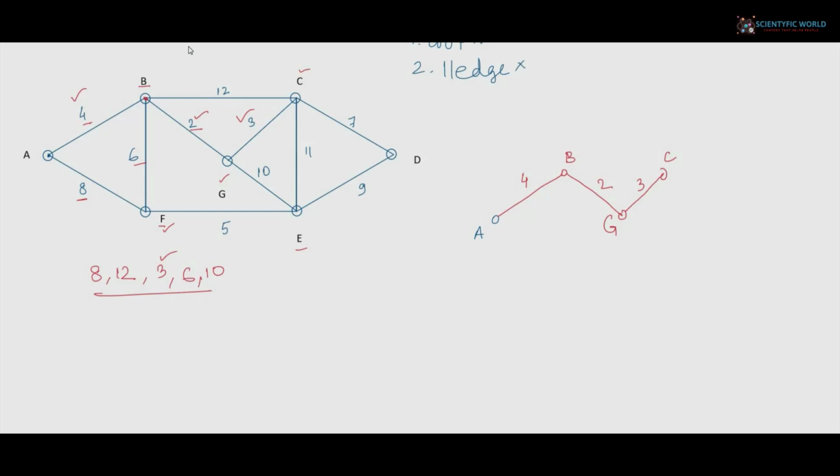Now consider C. Consider this node. We have one node left, that is D, which has a weight 7. Another is 11. So among these edges, 6 is the minimum. So we will take this edge, that is this one.